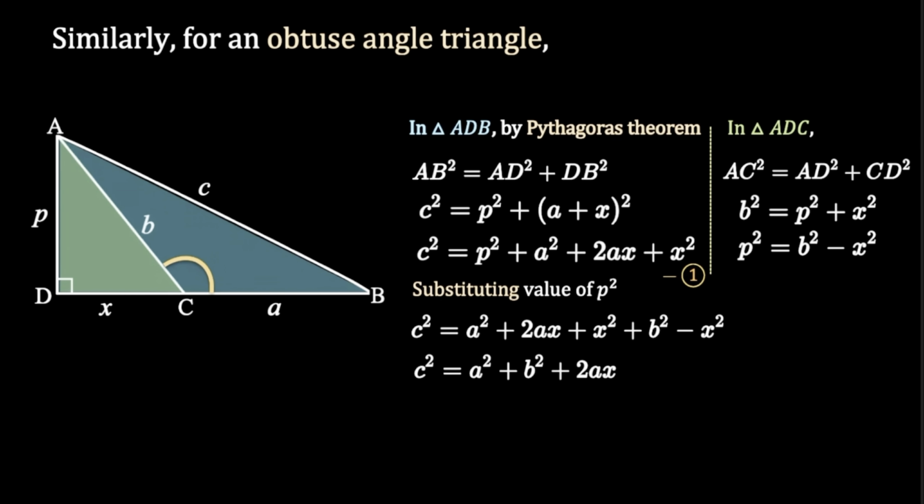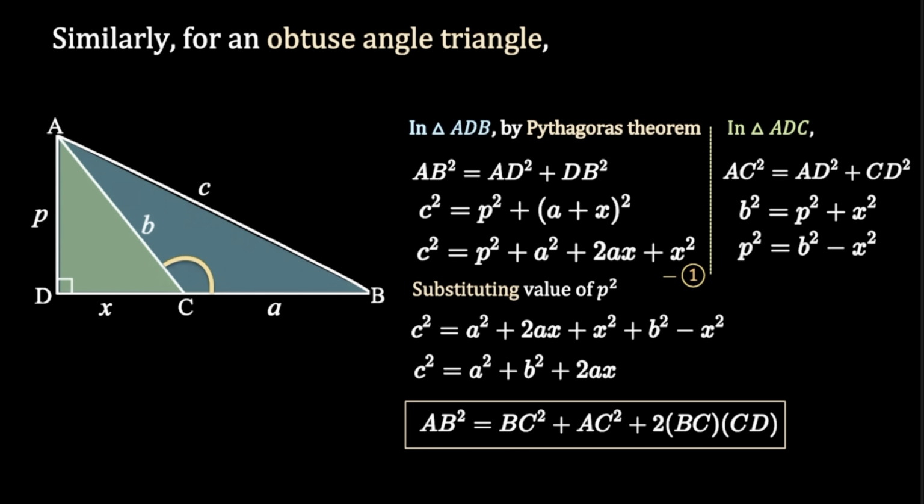Now replace the variables with the actual sides. We get this result. Now let's try to understand again. In an obtuse angle triangle, the square of the side opposite to the obtuse angle, that is AB square in this case, will be equal to the sum of the squares of the other two sides.